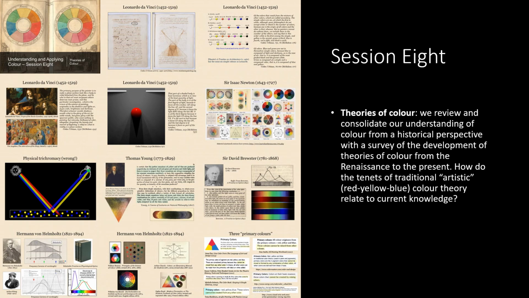Then we finish up with a session called Theories of Colour, where we look at the subject from a historical point of view and look at the development of our understanding of colour, both the science of colour and the applied science of colour in painting, starting with Leonardo and going through to Newton and through the 19th century to the present time. And we finish up by looking at this idea of traditional colour theory, that all colours are made of red, yellow and blue, and look at how that relates to our current understanding of colour.